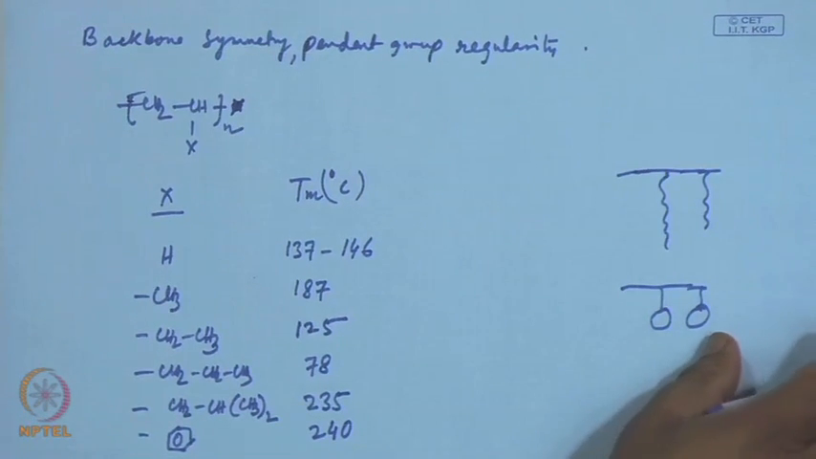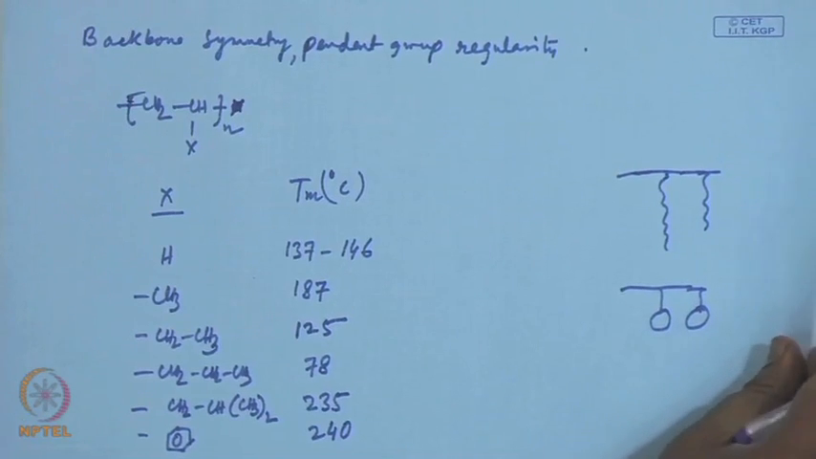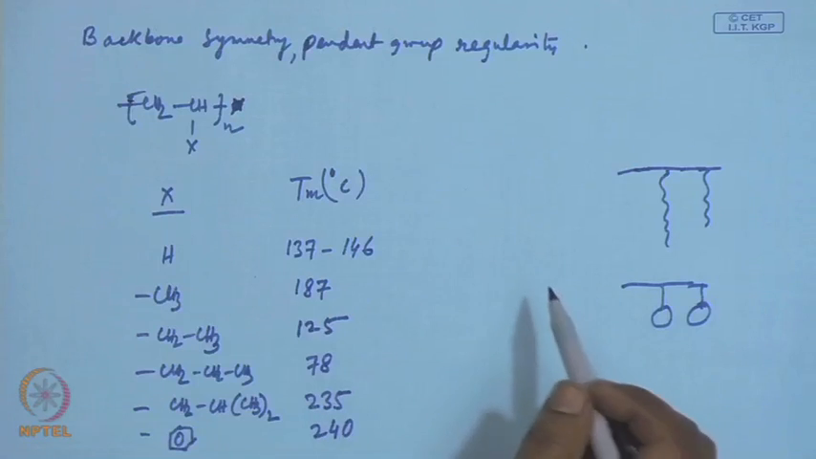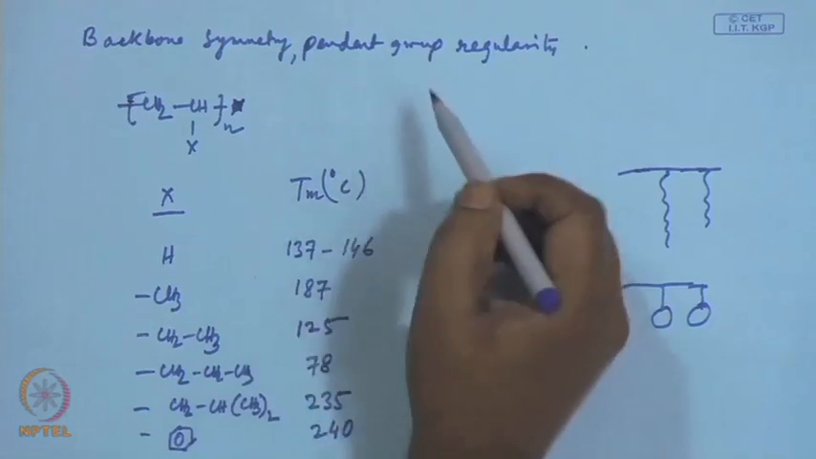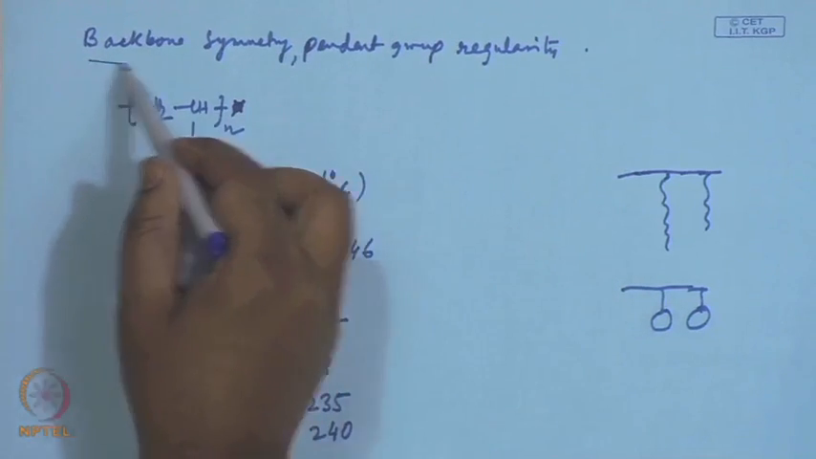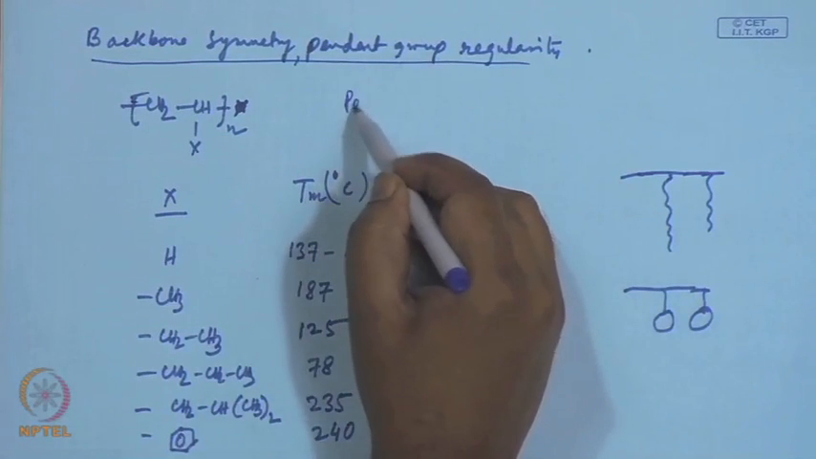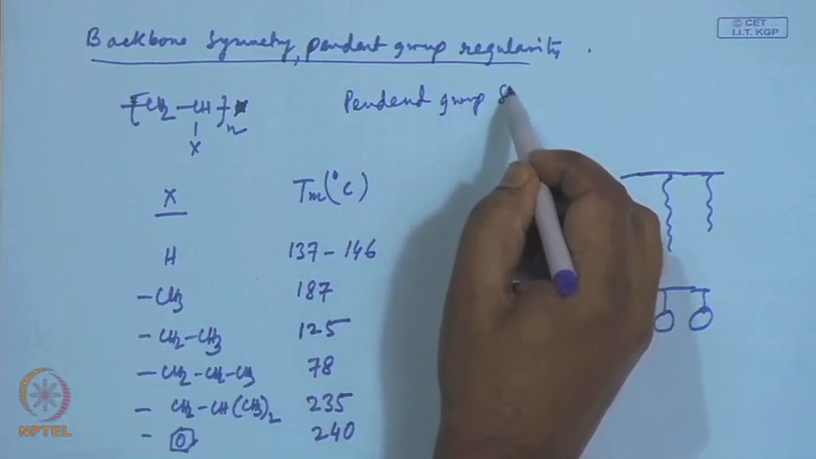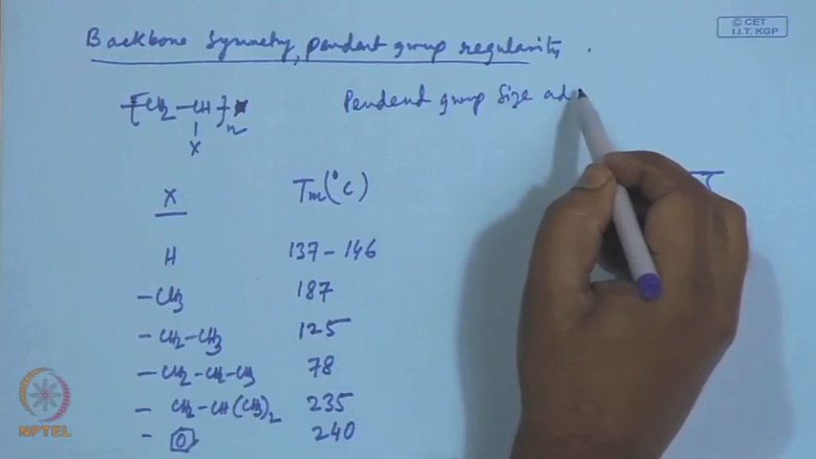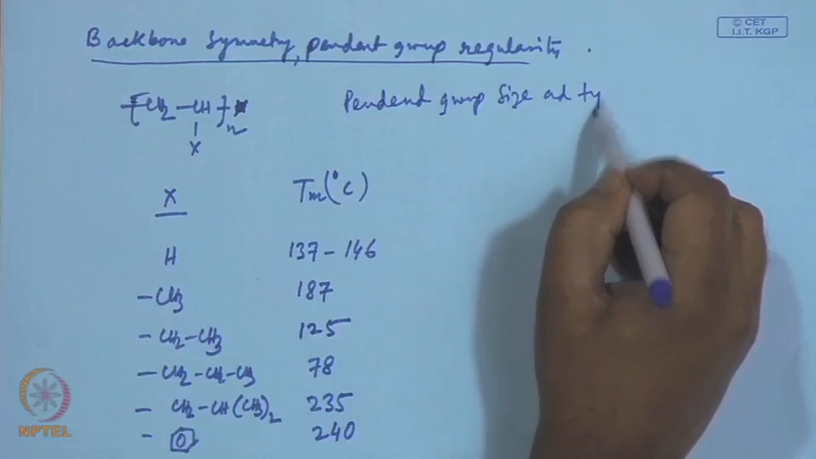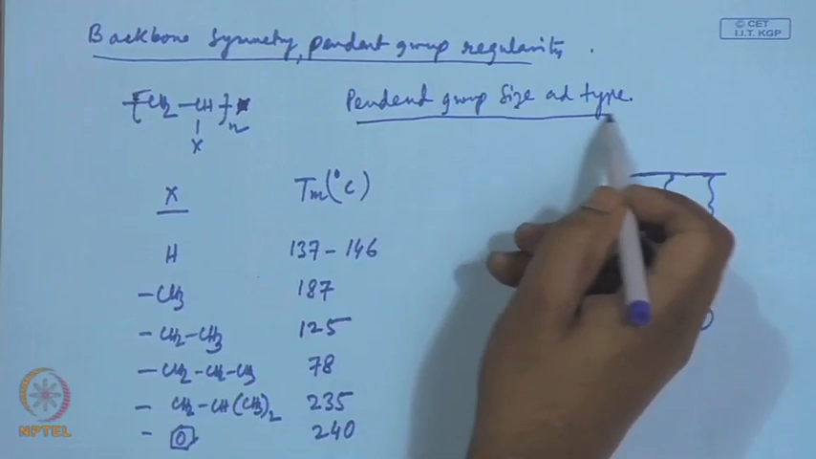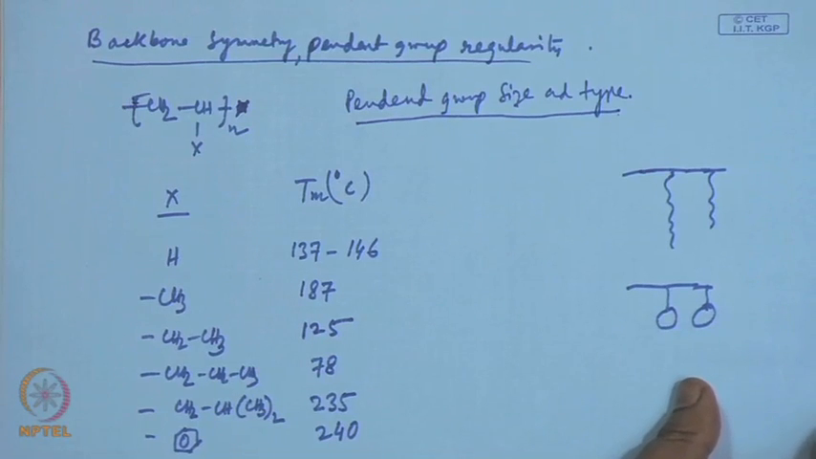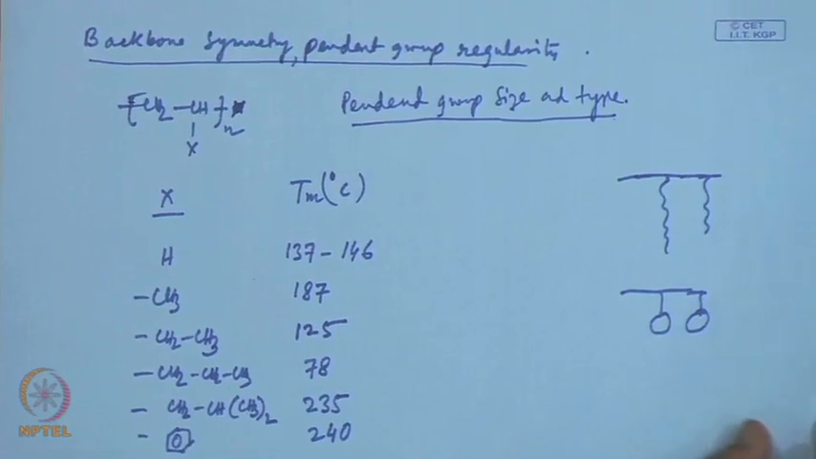So, it is basically the pendant group we are talking about, the pendant group size and type. Depending on the type and size of the pendant group, the melting point gets influenced.